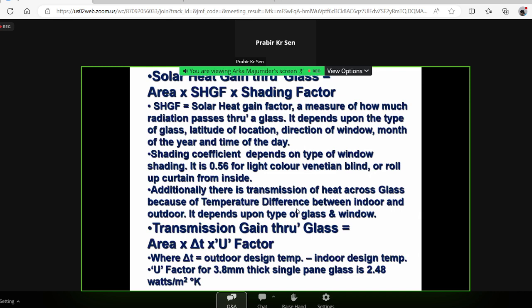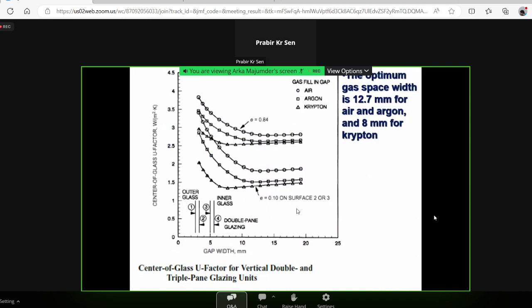We hardly use double pane glass in our country yet, though we have started. New kinds of windows have come, and they are advertising everywhere, even in Calcutta, to use double pane glass, but we are still not catching up. But in the USA, all windows are double pane. Next slide. Double pane glass will have a lesser heat transfer coefficient.